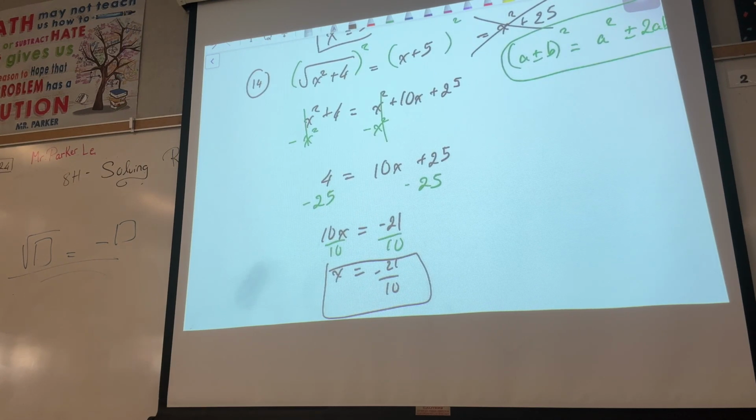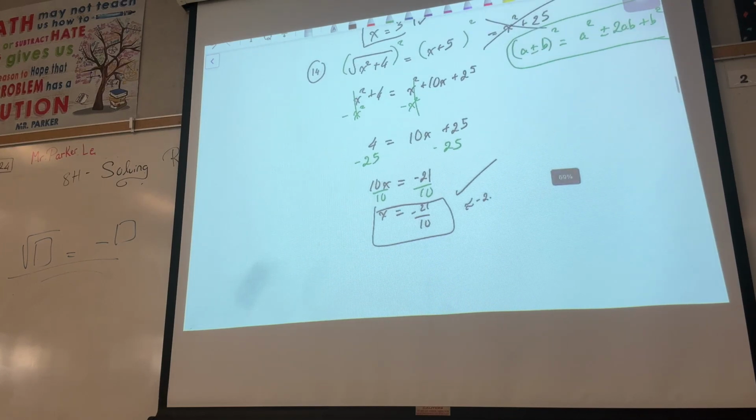So plug it in. Negative 21 over 10 is about negative 2 point something. If you plug it in here, you see that it's going to be positive, and this side is also positive, so it's okay. But just plug it in, okay? Plug it into the one that has the radical on one side and a number on the other. Can we do it?